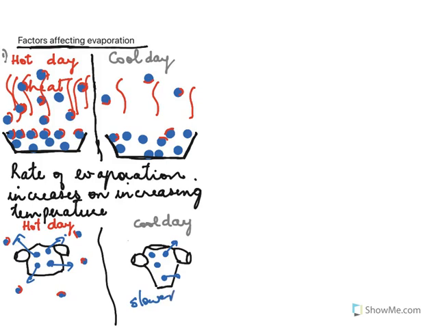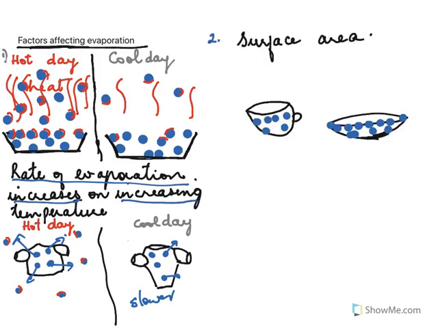So we go back again. The rate of evaporation increases on increasing temperature, because the water molecules get heat, they can easily escape and turn into vapor. Now it is our experience that we have tea in a cup and tea in a saucer. And where do you expect the evaporation to take place faster?